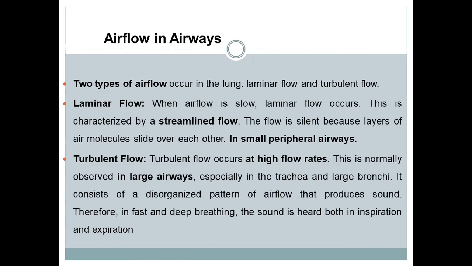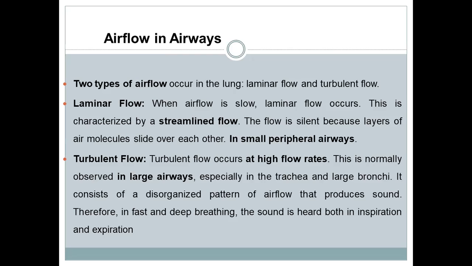You can have turbulent flow when the flow occurs at high flow rates. This is normally observed in large areas, for example in the trachea and large bronchi. It consists of a disorganized pattern of airflow that produces sound. So if you are doing fast and deep breathing, the sound is heard in both inspiration and expiration. So in larger airways, you have the high flow rate.